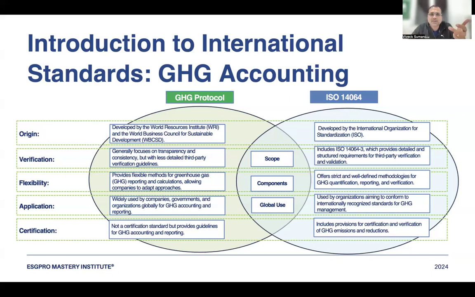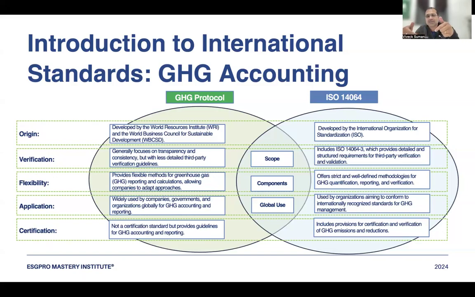For example, if I'm talking about origin, of course, the origin of the GHG Protocol is much earlier than the ISO standard, right? It was developed by WRI, the World Resources Institute, and the World Business Council for Sustainable Development, WBCSD. That's the short form. So that is the origin of the GHG Protocol. And ISO is developed by the International Organization for Standardization, whose short form is ISO. So both are totally different bodies that developed the documents.